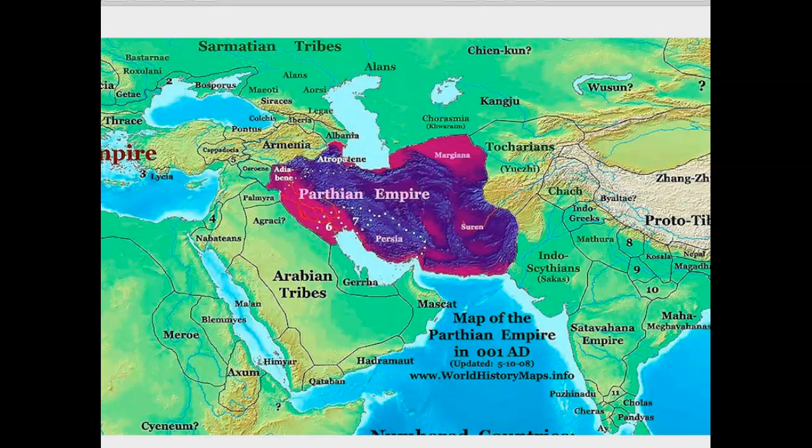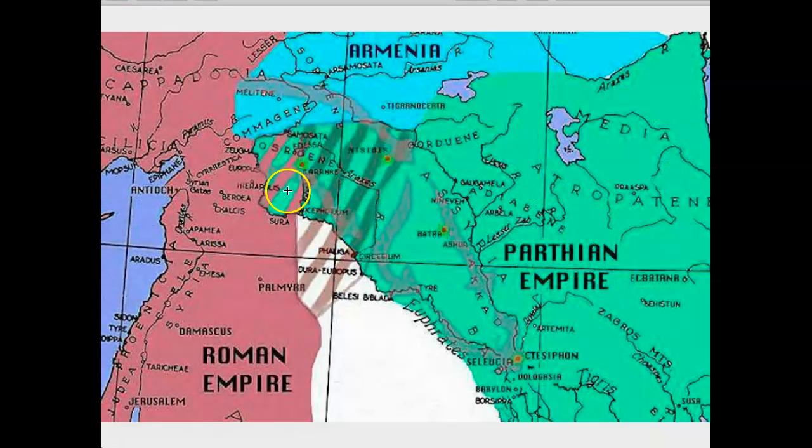And so here is a map of the Parthian Empire. Parthian Empire takes over regions that were part of the Persian Empire and Alexander's Empire. And it's a neighbor of the Roman Empire. It's a neighbor of the Roman Empire with a lot of disputed territory. So here's another map. So edges of the Roman Empire will kind of blur with edges of the Parthian Empire.